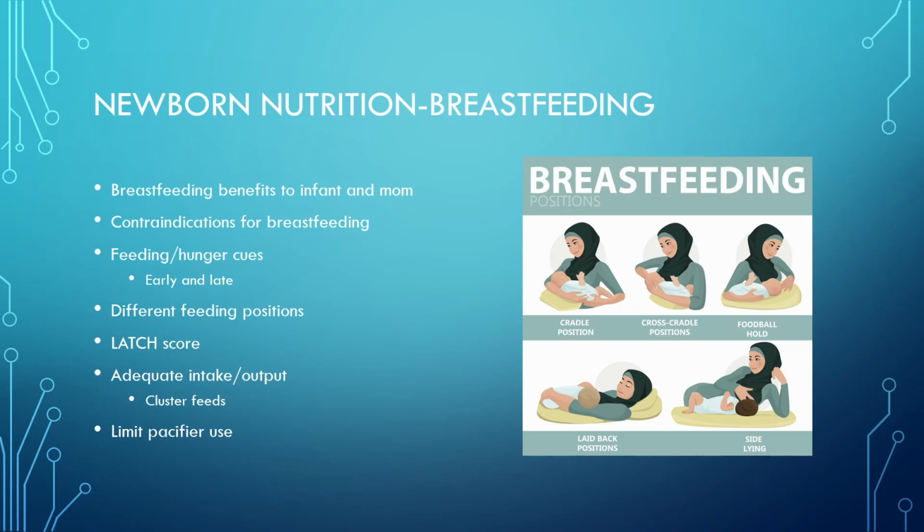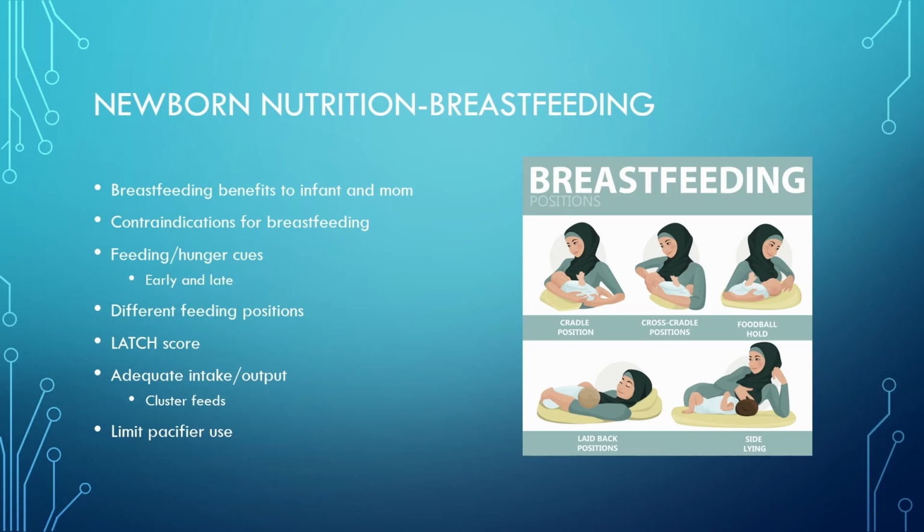And then you also want to make sure your baby is having adequate intake and output. One of the things with breastfeeding is that you don't know how much your baby is actually getting. And a lot of parents, this is one of the reasons that they are scared or elect not to breastfeed, because they don't know if their baby's getting enough. So you should monitor their I's and O's, making sure that they're pooping and peeing.